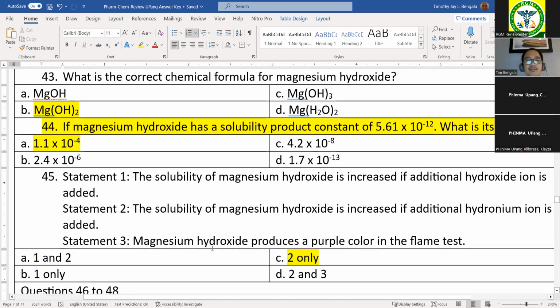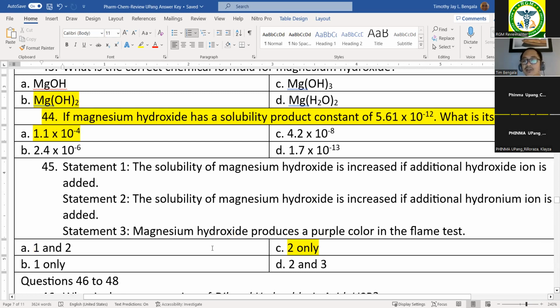Number 45. If the solubility of magnesium hydroxide is increased if additional hydroxide ion is added. So for statement number 1, that is incorrect. Hindi nag-i-increase yung solubility, nagdi-decrease yung solubility pag nag-add tayo ng extra hydroxide. So statement number 2, solubility of magnesium hydroxide is increased if additional hydronium ion is added. That is correct because hydroxide is basic. So mag-add ka ng acid, hydronium ion, it will become more soluble.